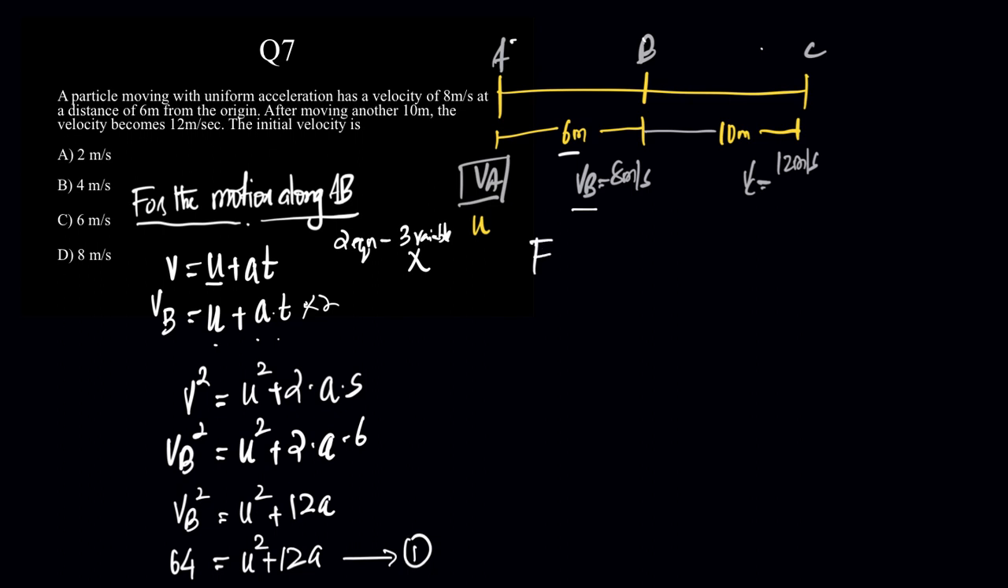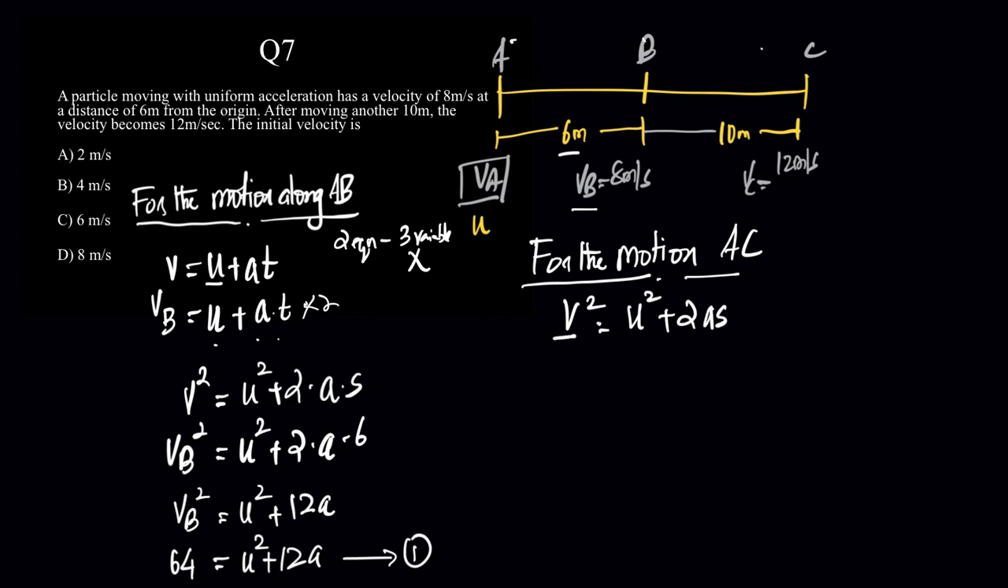Now for the motion along AC, we can again apply the same equation. We get V square is equal to U square plus 2as. What is V? Final velocity. What is the final position? It is C. What is the final velocity at the final position? It is VC. So we have VC square is equal to, what is U? U is the initial velocity, the velocity at the initial point. The initial point is A. So the initial velocity is VA, which we have as U, plus 2 into a.